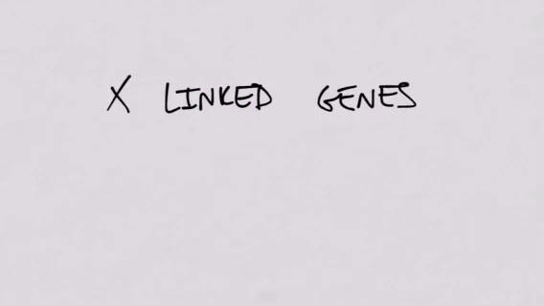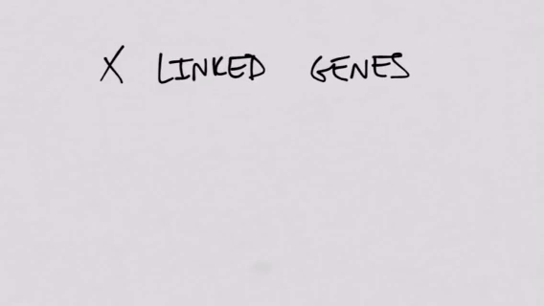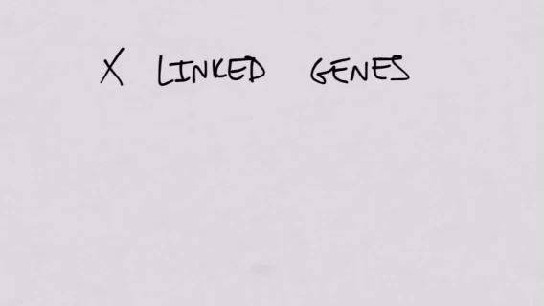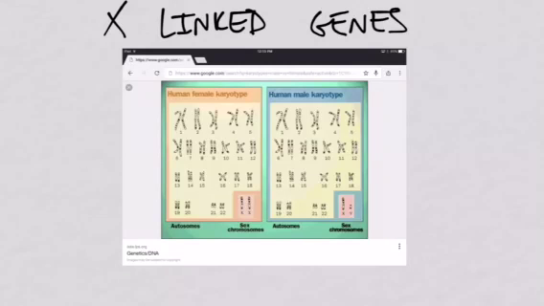Okay, so this screencast is on X-linked genes, and the first thing I want to do is throw up two karyotypes. Here's an image of a human female karyotype and a human male karyotype, and you'll notice that they share a lot in common. They all have 23 sets of chromosomes, but the thing that makes male and female different is the sex chromosomes that we have. So females have 2 X chromosomes, and males have 1 X and 1 Y.